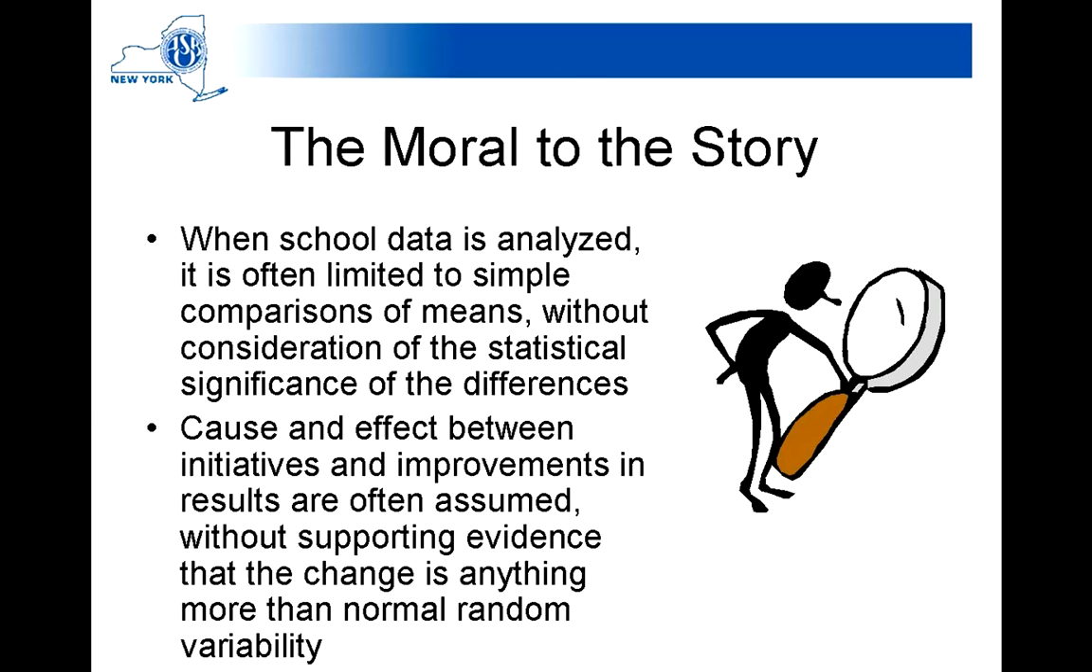Obviously, this is a pretty farcical example, but the intent is to illustrate a couple of key elements of what we're doing in data in schools. When we analyze data, we typically seem to limit it to just simple comparisons of means without any real consideration of the statistical significance of the differences. Clearly, when I talk about coin tossing, we know that the outcome of coin tossing is purely random. But yet, when we talk about student results, we often ignore the fact of how random from one day to the next the results may be.